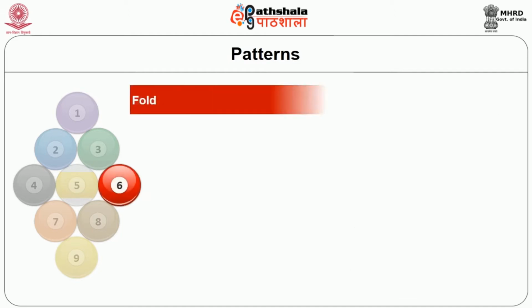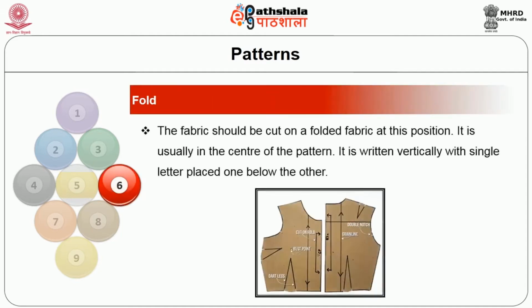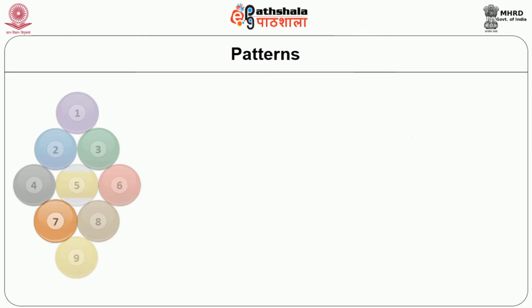Another detail is on fold. This detail tells us that the fabric should be cut on a folded fabric at this particular position. It is usually in the center of the pattern. It is written vertically with single letters placed one below the other.